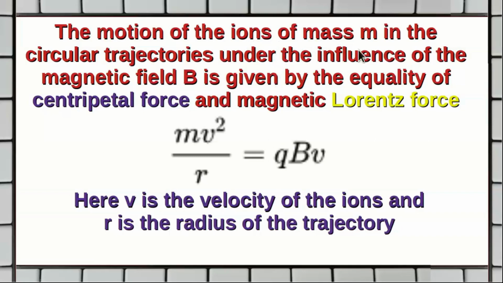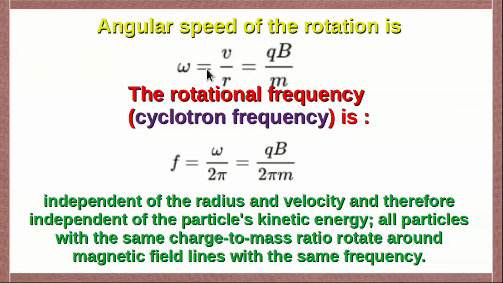The motion of the ions of mass m in the circular trajectories under the influence of the magnetic field is given by the equality of the centripetal force and the magnetic Lorentz force. That means mv²/r = qBv, where v is the velocity of the ions and r is the radius of the semicircular trajectory. The angular speed of the rotation is ω = v/r, which from the above equation will be equal to qB/m.